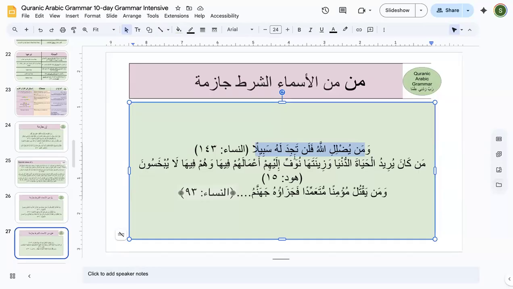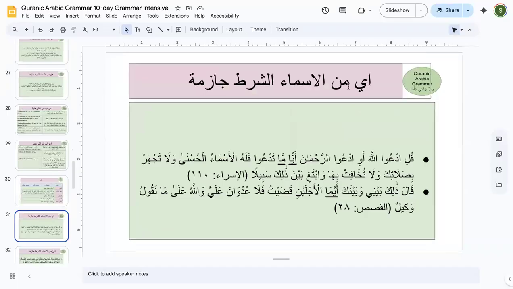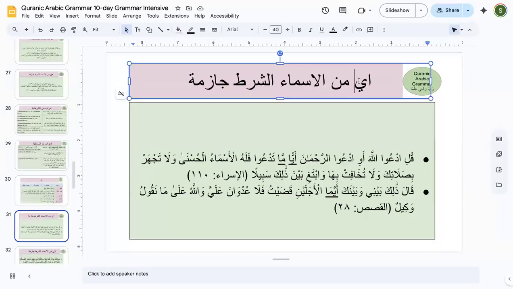Again, you are seeing other examples of that. We are going to skip that. And then this is not something that I would like you to know at this stage. Ayu. Many of you have learned ayu as a question word, right? So here, Qulidullah, you all call Allah, or Vid'ur Rahman, you all call him Ar-Rahman. Ayyamma tad'u, with whatever you call him, tad'u, falahul asmaul husna. Then for him are the most beautiful names.